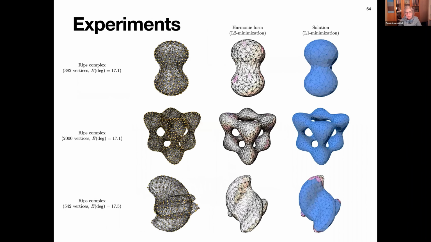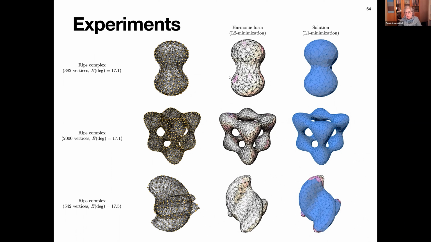So we started with point sets. We computed the Rips complex. The Rips complex at scale ρ is obtained by connecting points that are at distance less than ρ, and then you add a triangle if the three edges are there, and you add all the cliques of this graph. So you get the Rips complex.